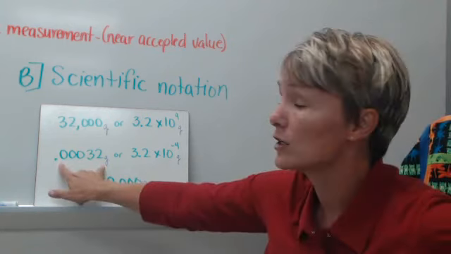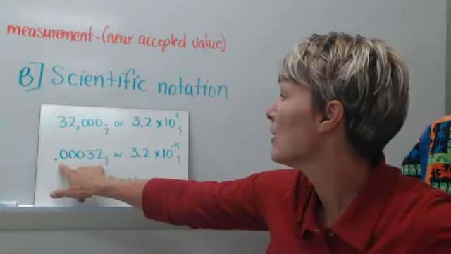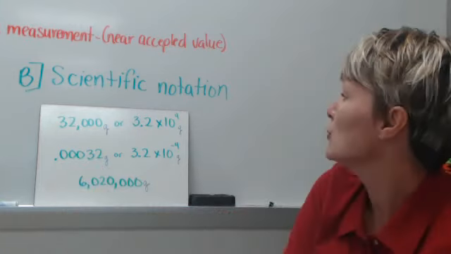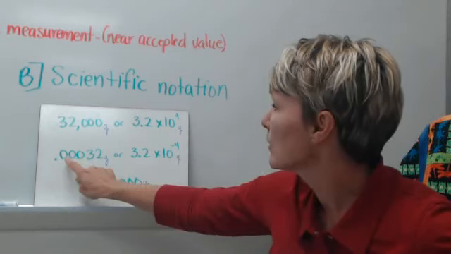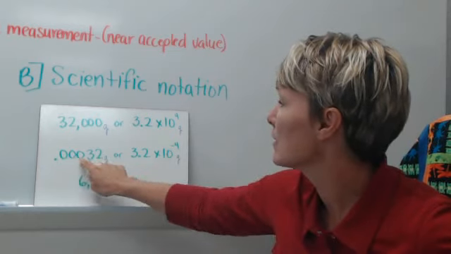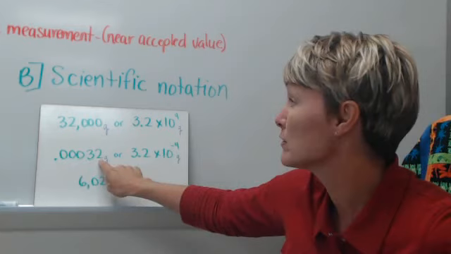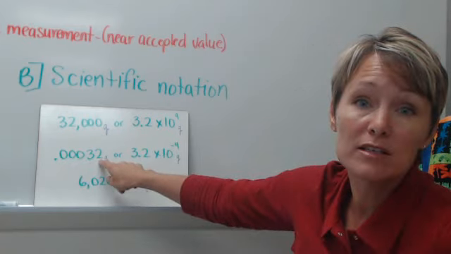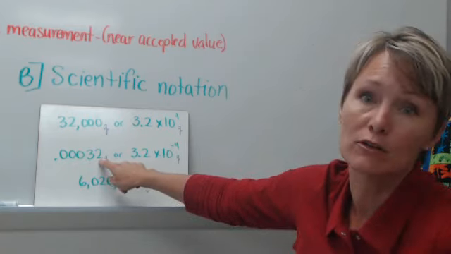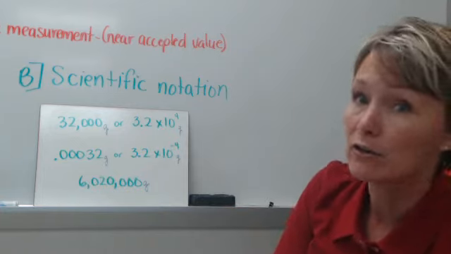If we look at our second example, we have a very small number. This scale measured to the nearest 100,000th of a gram, which is a very, very accurate scale.